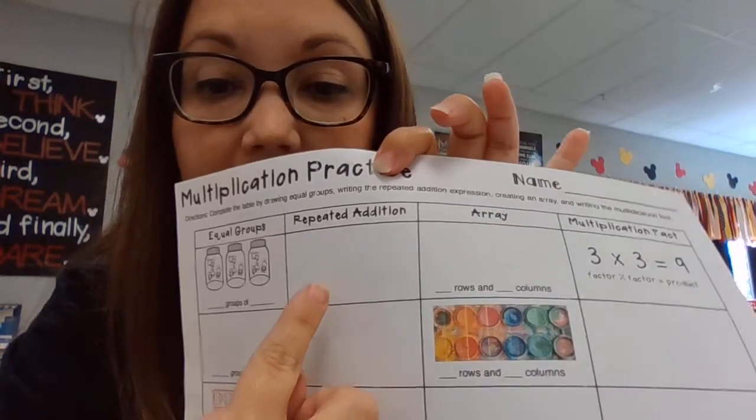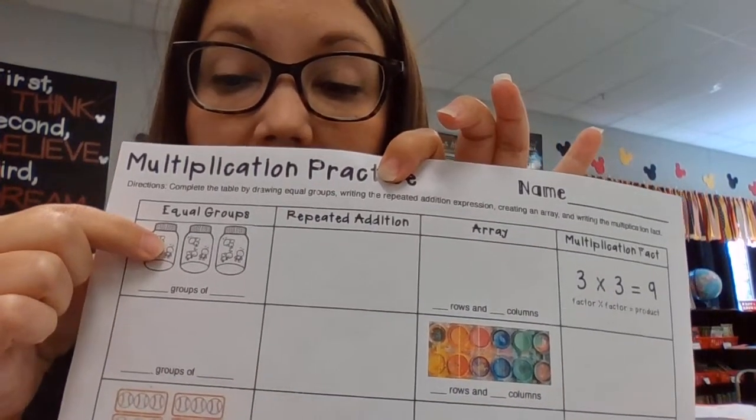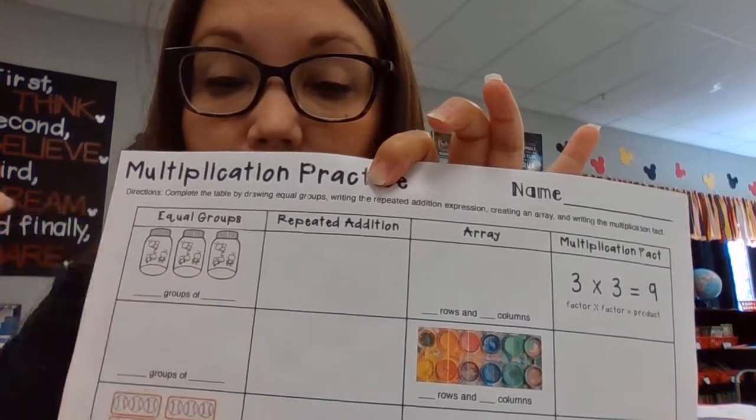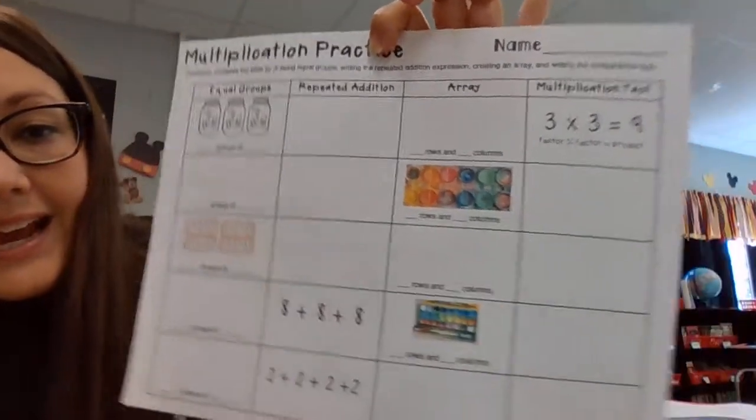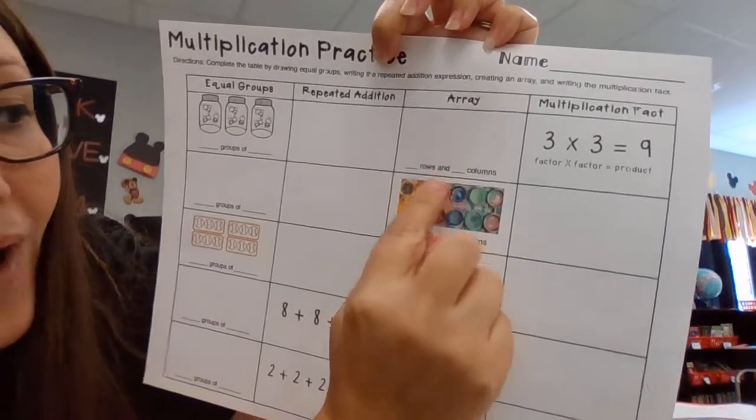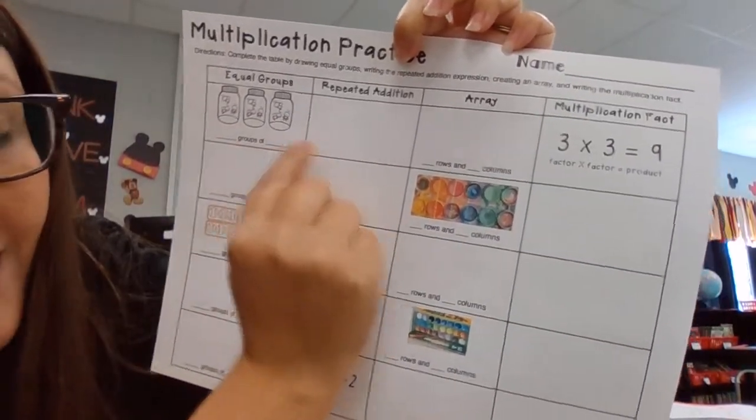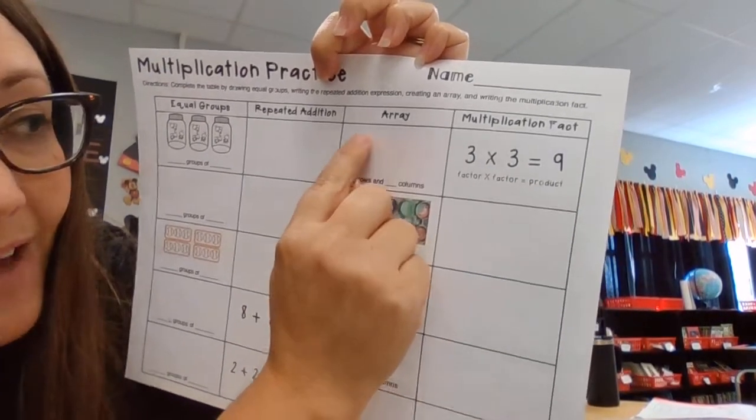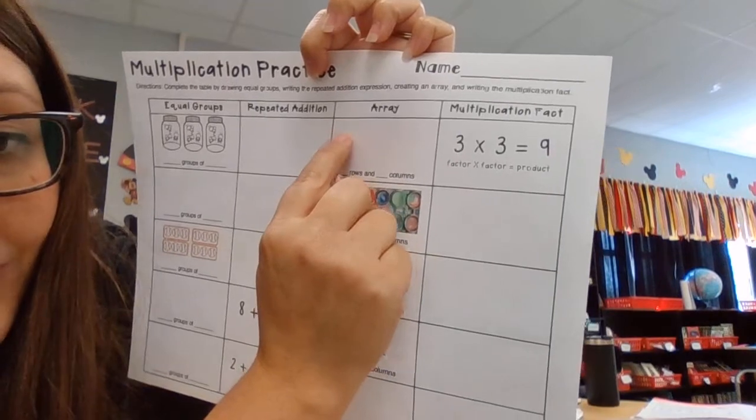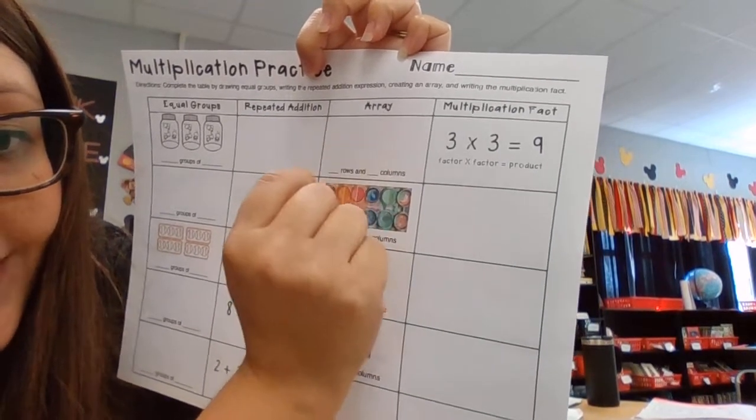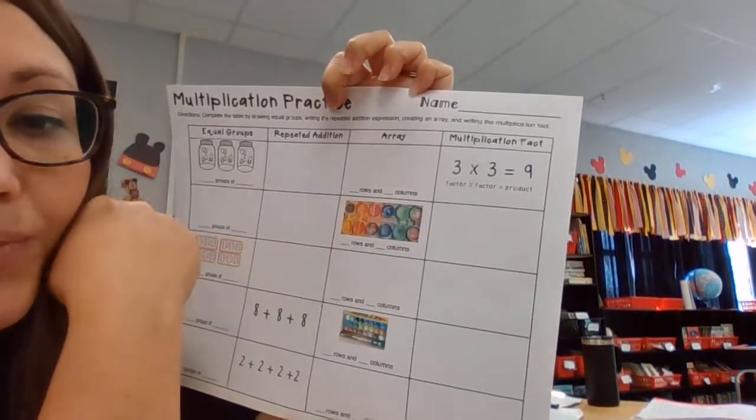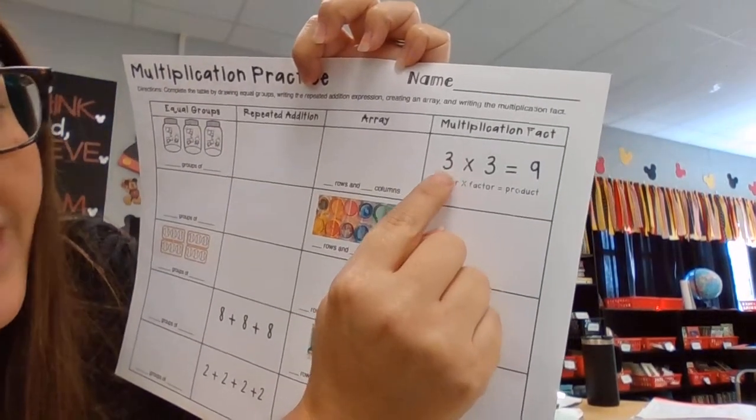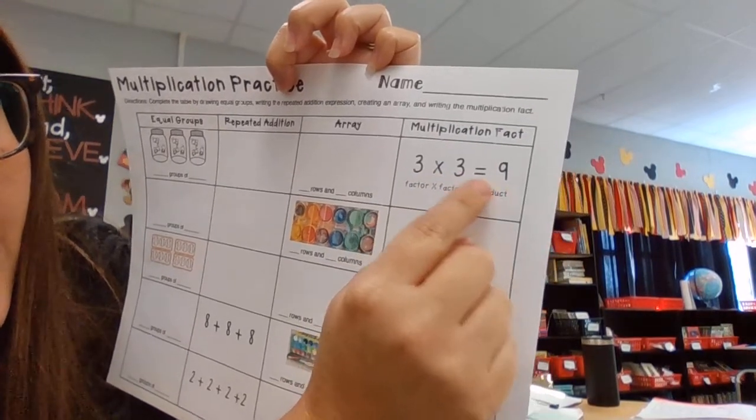So when I write my repeated addition equation, I'm going to have 3 plus 3 plus 3, because that's showing 3 groups of 3. Then I have my array. If I have 3 groups of 3, then I'm going to have 3 rows and 3 columns. So I'm going to have 3 going across and 3 going down for my array. And I'm going to represent it as a multiplication fact by saying 3 times 3 equals 9.